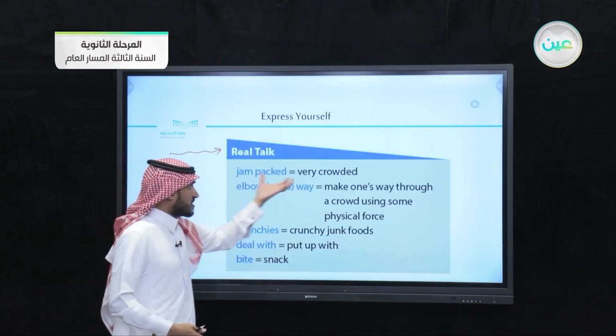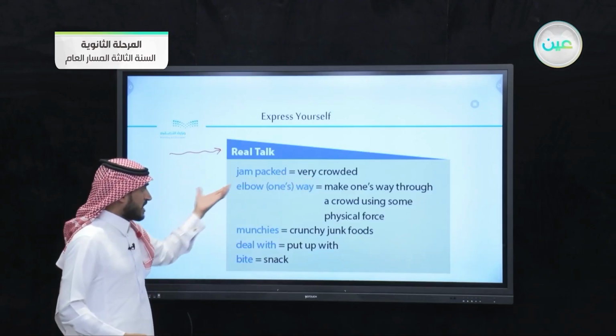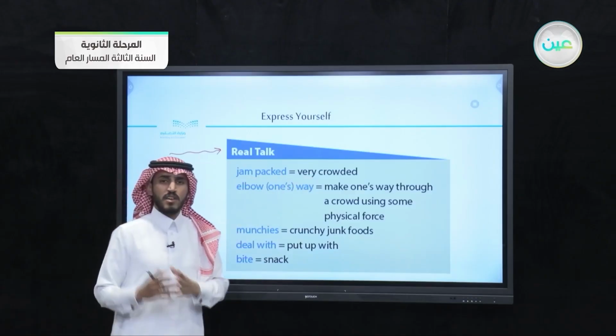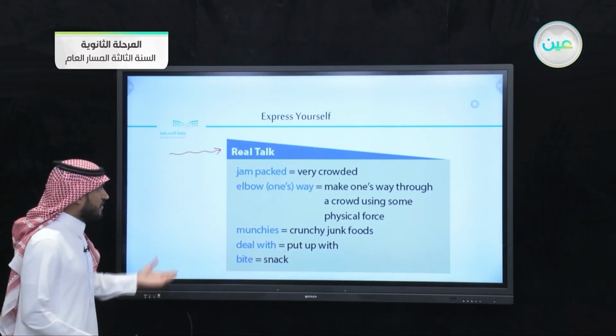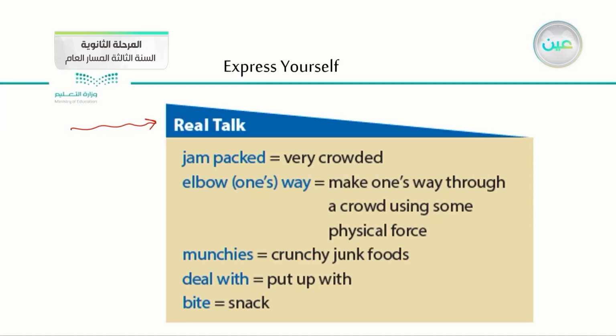So it is very crowded. When we say about something it's packed or jam-packed, that means it is very crowded. After that, elbow one's way or elbow my way or he elbows his way. What does that mean? It means that the person is trying to push his way or her way through the crowd, through the people. So they are finding some difficulty walking through the crowd.